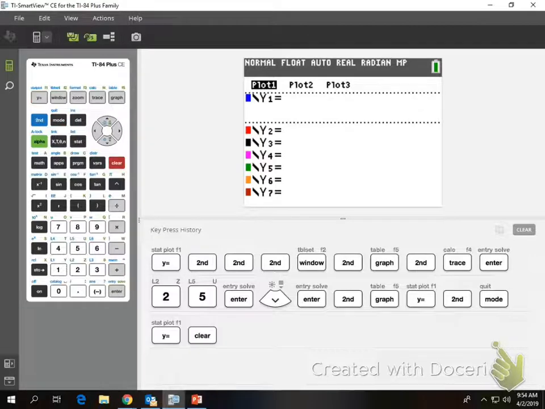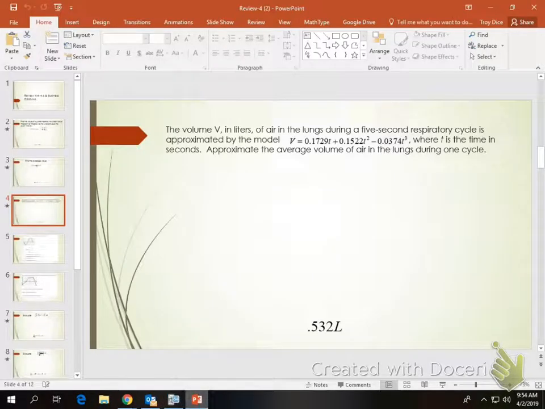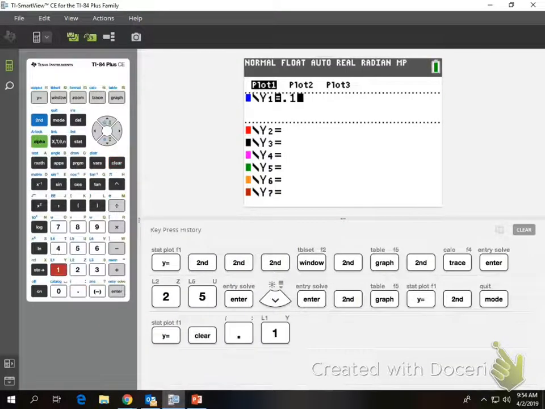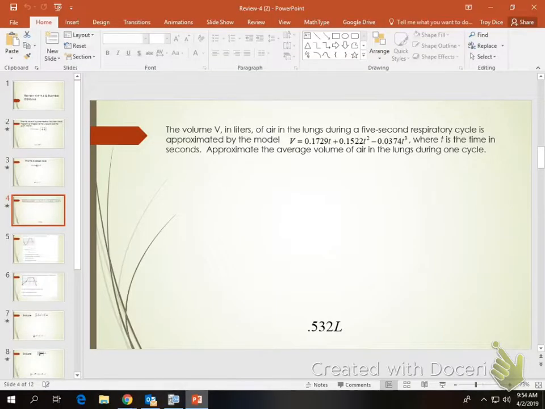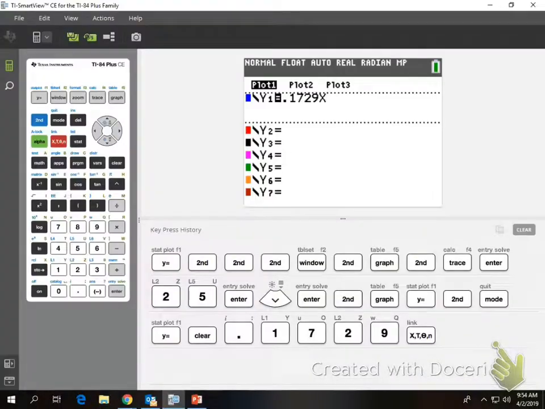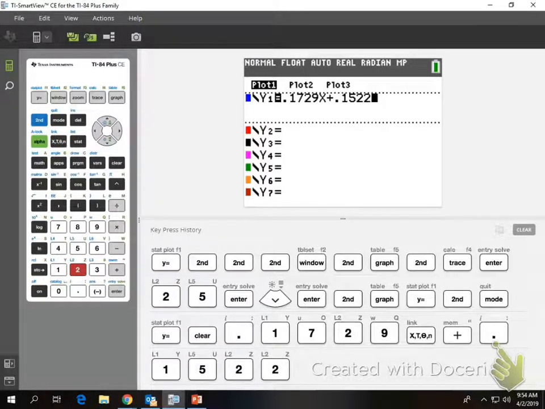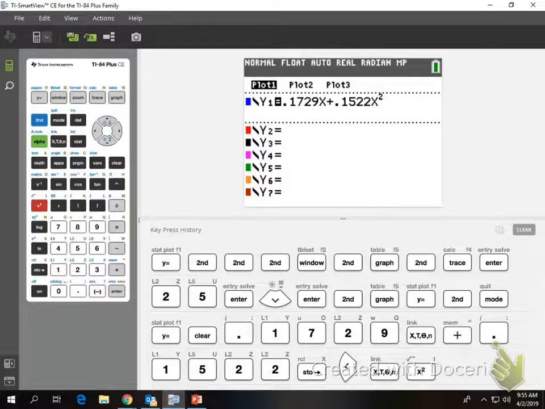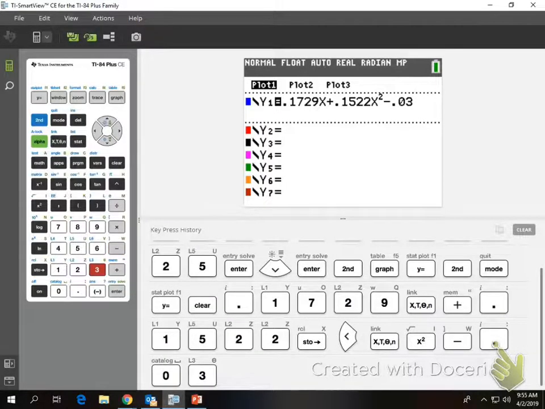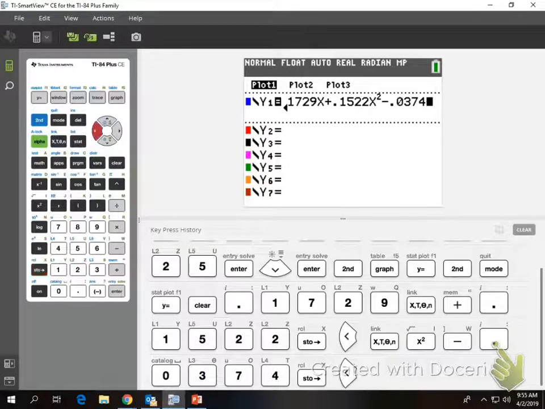So I would type that in right here, 0.1729x, and then plus 0.1522x squared. Okay, thank you, Griffin. That's very kind of you. Minus 0.0374 x cubed. Thank you, I got it.